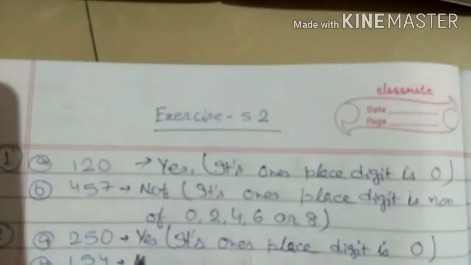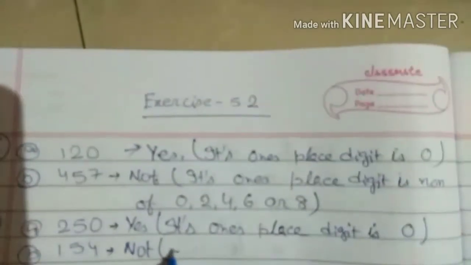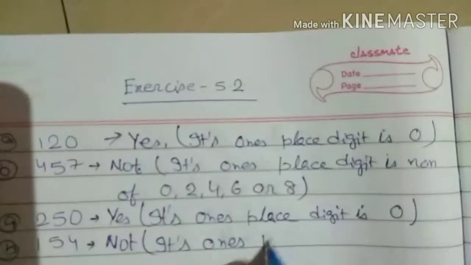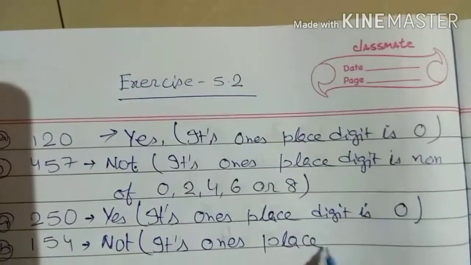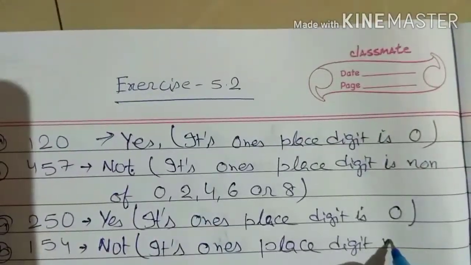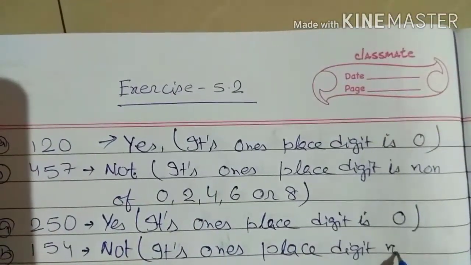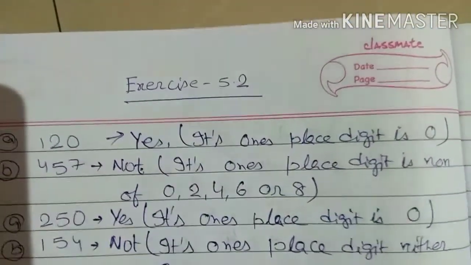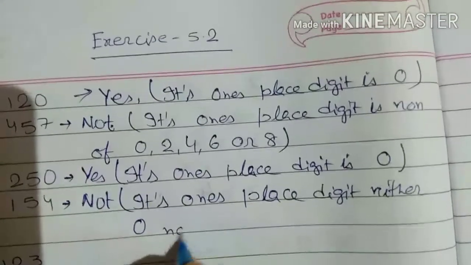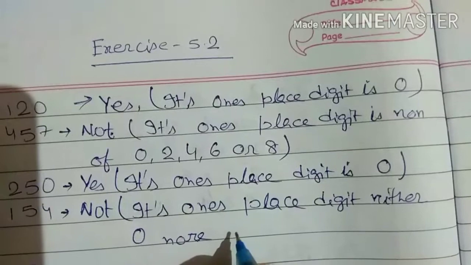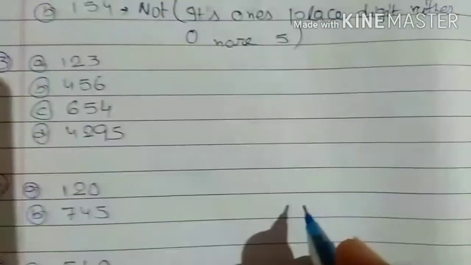The second one is not. What's the reason? Its ones place digit is neither 0 nor 5.